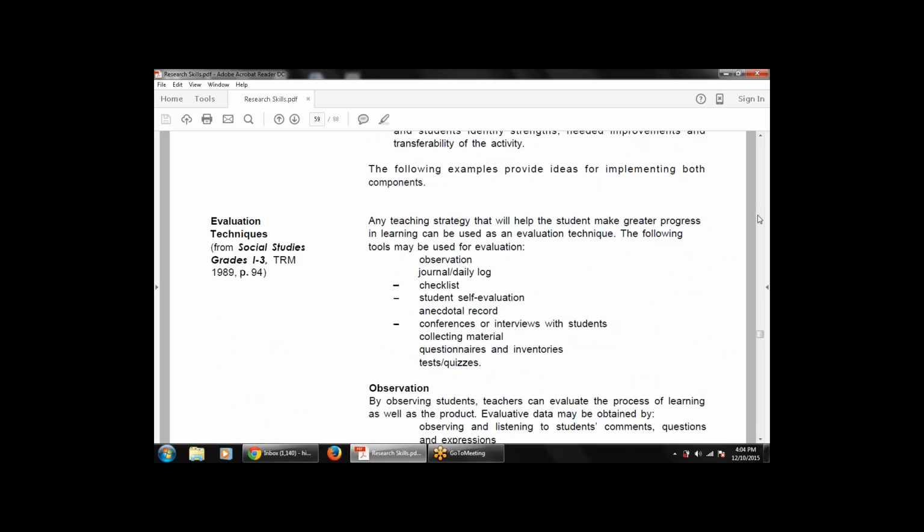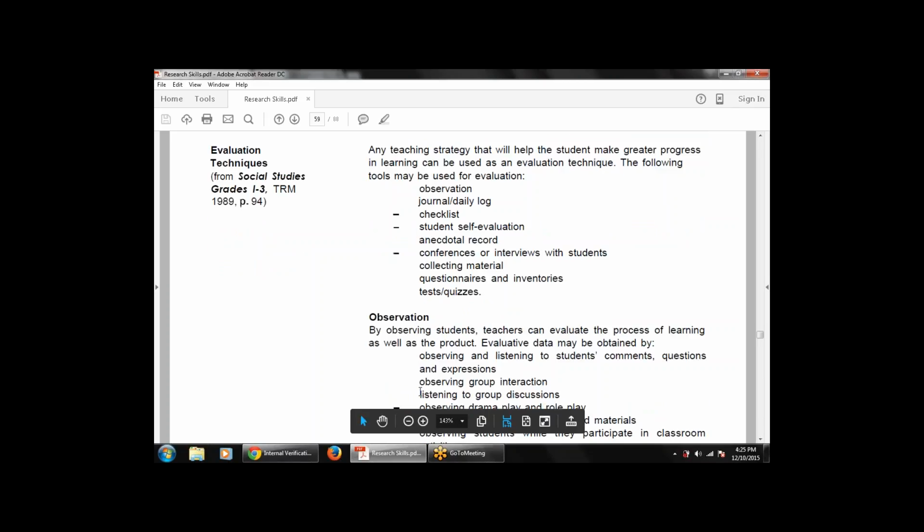Then we are talking about the evaluation methods. These are the various evaluation techniques that we discussed in the last class. One is observation, then a general daily log, then a checklist, then student self-evaluation, then incidental record, then conferences or interviews with the students, then collecting material, questionnaires and interviews, then tests or quizzes.